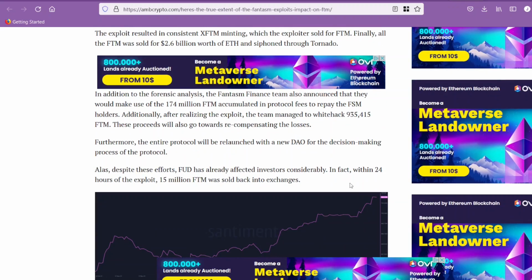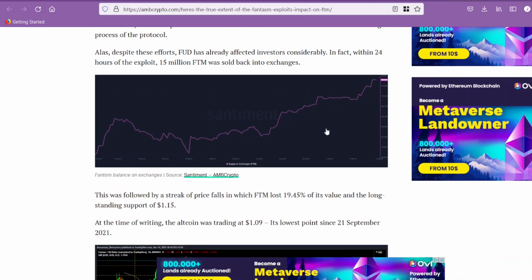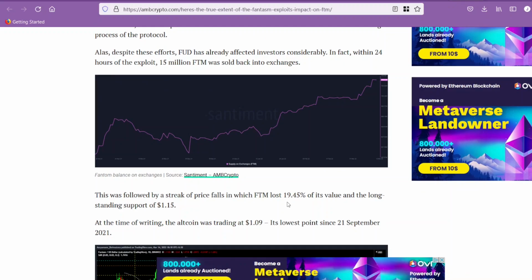And then on top of that, the fact that within 24 hours of the exploit, 15 million Phantom was sold back into exchanges obviously doesn't help the price of Phantom, after they'd already just lost 20% of the coin's value after one of the core team members had left the team. He made a bit of an angry tweet about leaving the team that caused the price to drop as well.